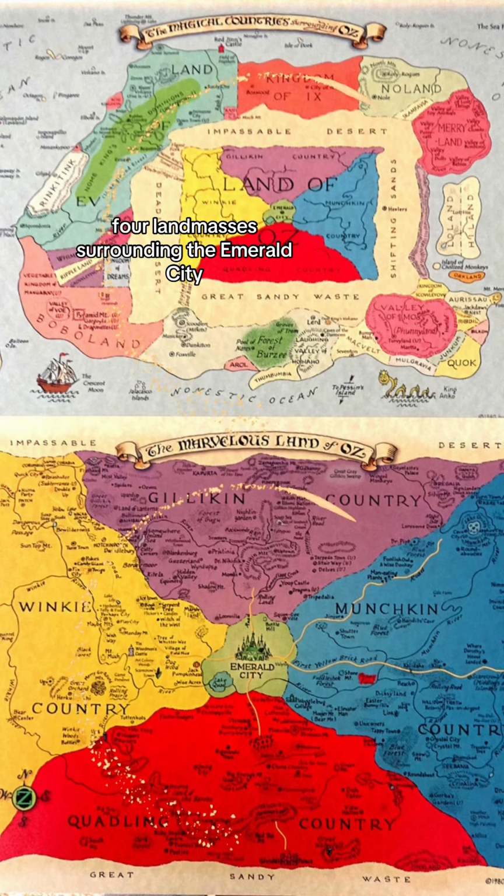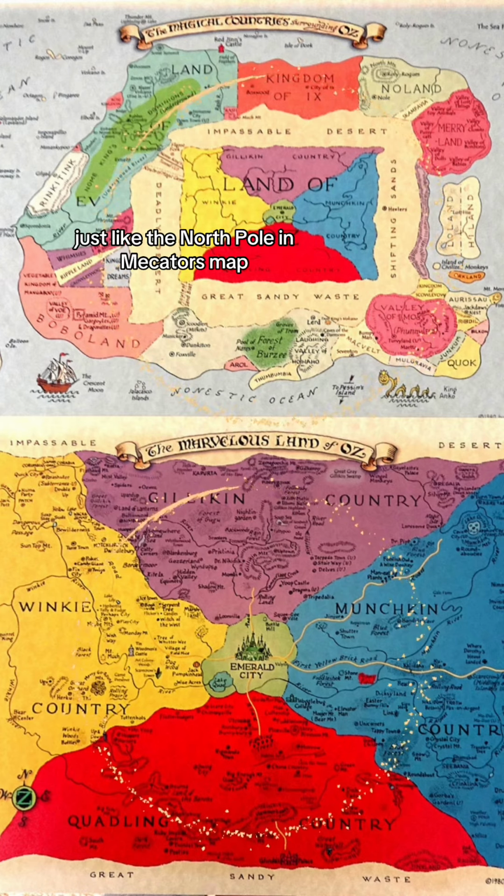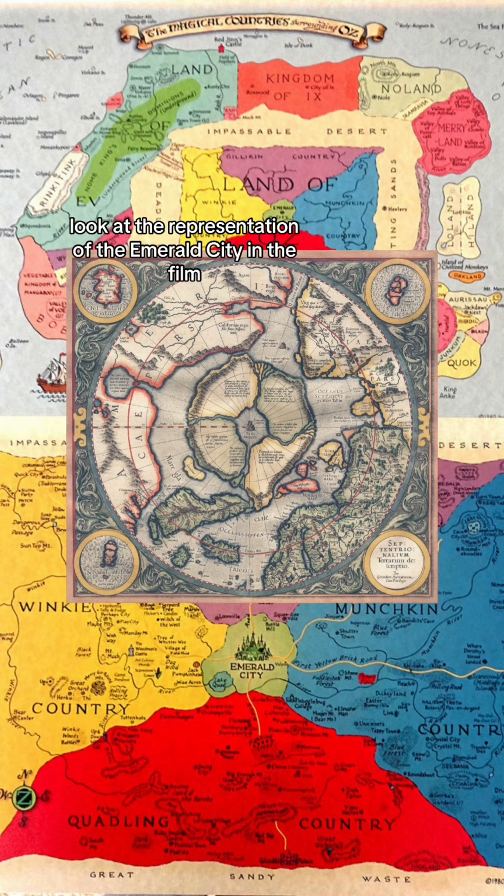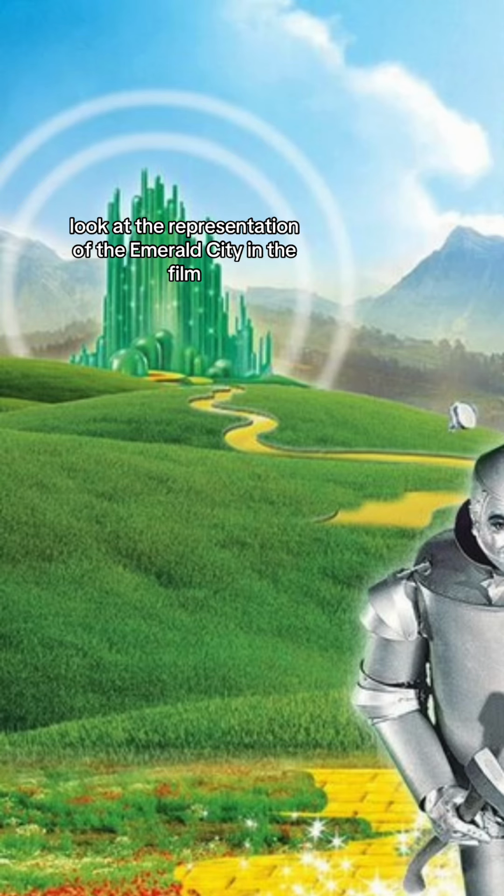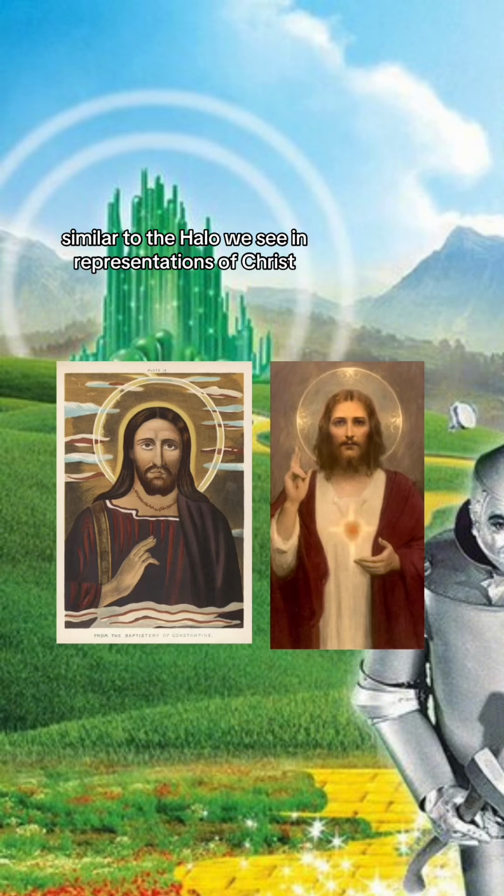4 land masses surrounding the Emerald City, just like the North Pole in Mercator's map. Look at the representation of the Emerald City in the film. Do you see the dome halo surrounding it, similar to the halo we see in representations of Christ?